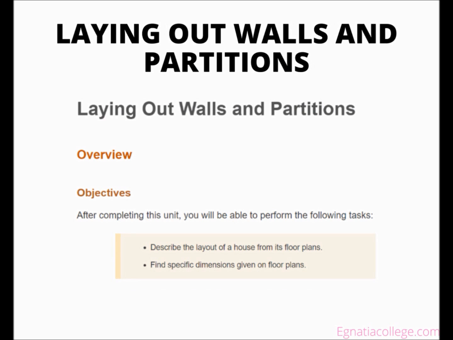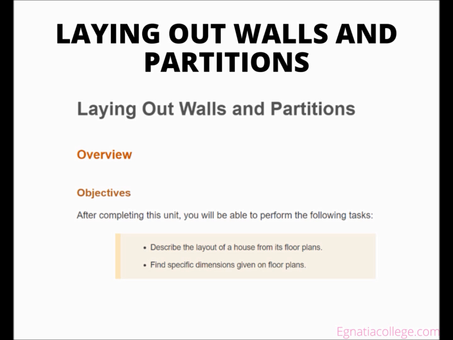Laying out walls and partitions. After completing this unit, you will be able to perform the following tasks. Describe the layout of a house from its floor plans. Find specific dimensions given on floor plans. When the deck, framing and subfloor or concrete slab is completed, the framing carpenter lays out the location of walls and partitions. The size and location of each wall are indicated on the floor plans.